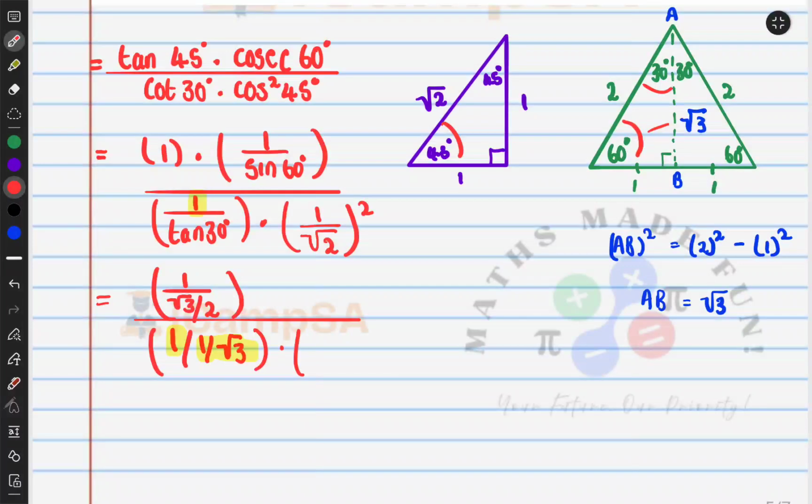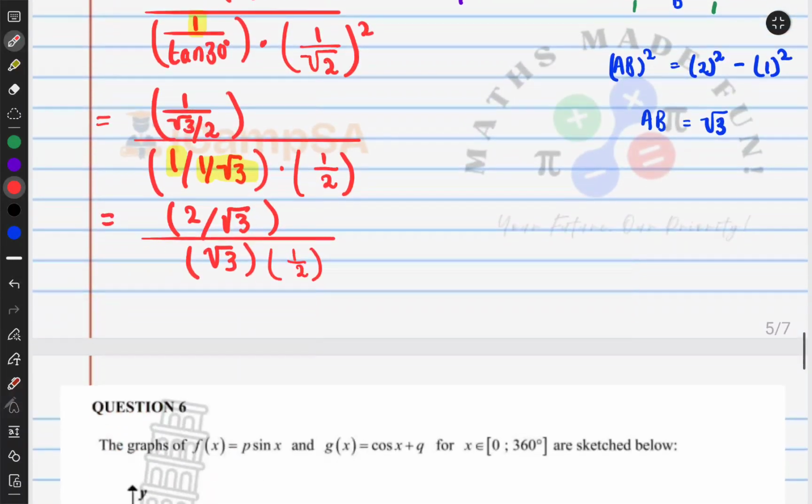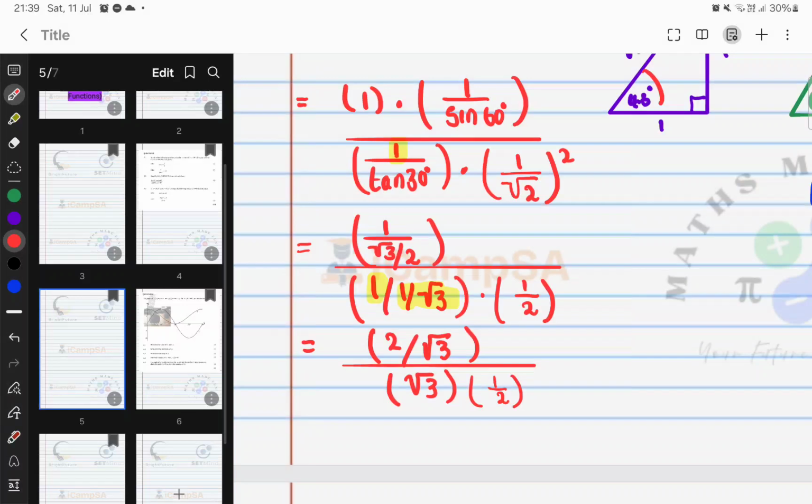Times 1 over root 2 squared, which is just 1 over 2. And 1 over root 3 over 2 is the same as 2 over root 3, divided by 1 over 1 over root 3, which is the same as root 3, multiplied by 1 over 2. Okay, more space. Let me add a page.